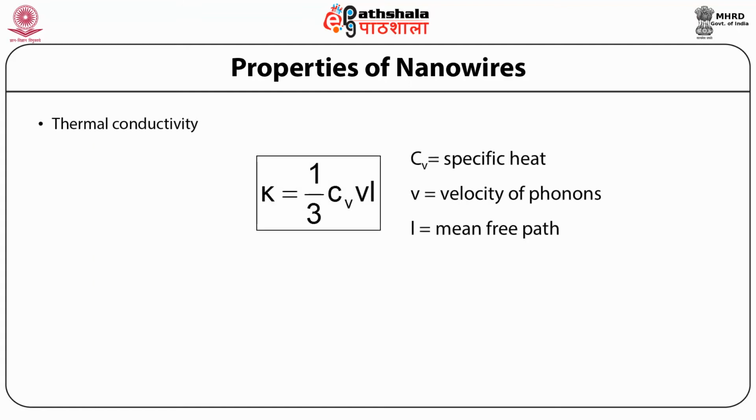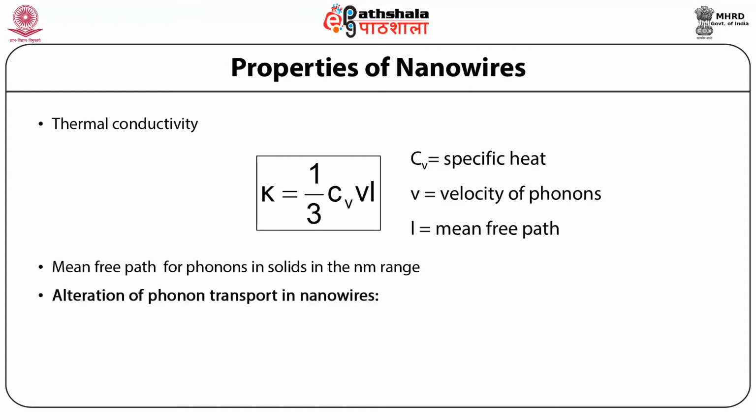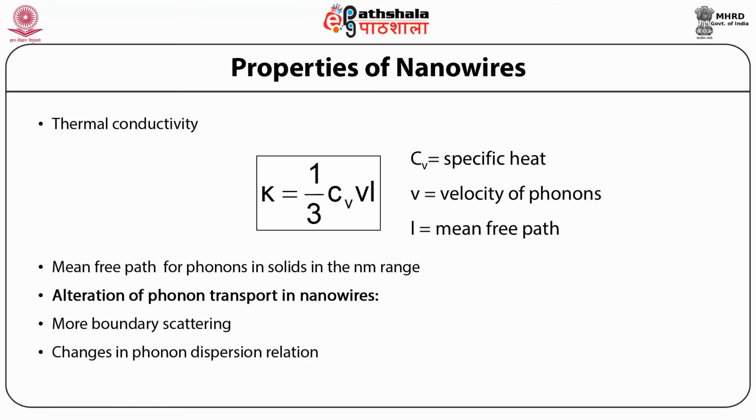Now the thermal conductivity, how does it vary for a nanowire? It is equal to 1 by 3 C_v v L, where C_v is the specific heat, v is the velocity of phonons, and L is the mean free path. Mean free path for phonons in solids is in the nanometer range. The alteration of phonon transport in nanowires will have three effects: more boundary scattering, changes in phonon dispersion, and quantization of phonon transport.